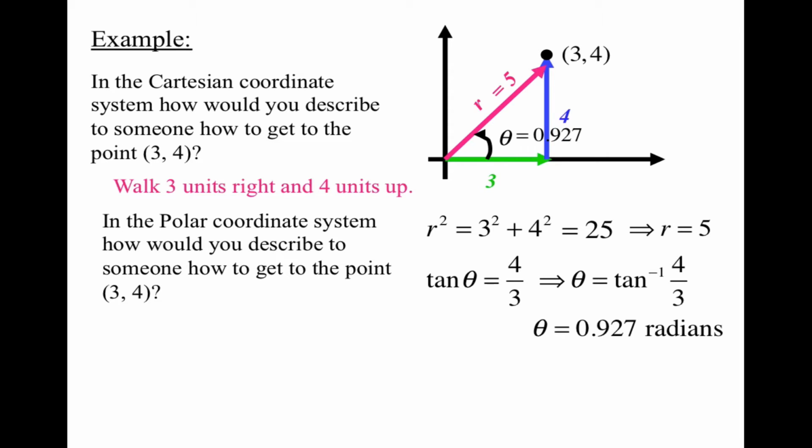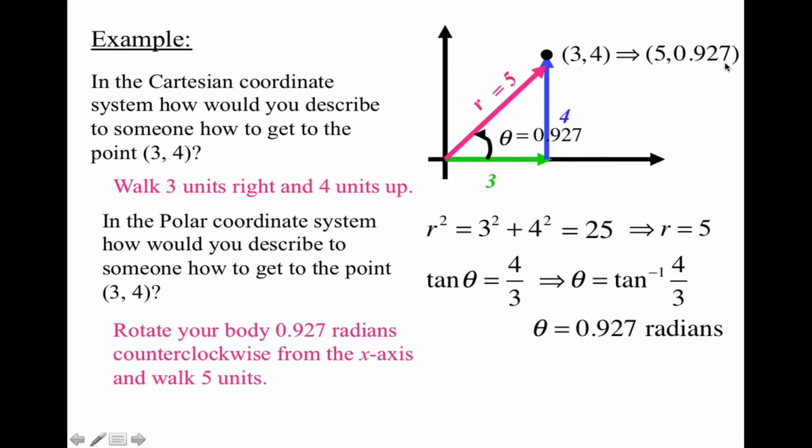So what this means is that the point 3, 4 in our normal Cartesian coordinate system is equivalent to the point 5, 0.927 in the polar coordinate system. And we would tell somebody to rotate your body 0.927 radians counterclockwise. So notice we are turning counterclockwise from the x-axis, and walk 5 units.